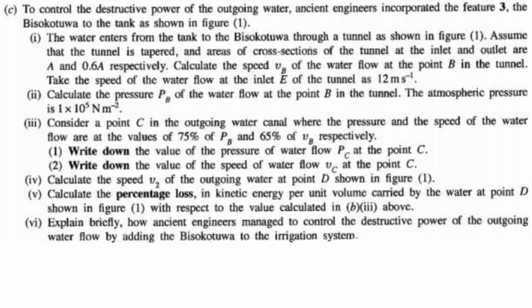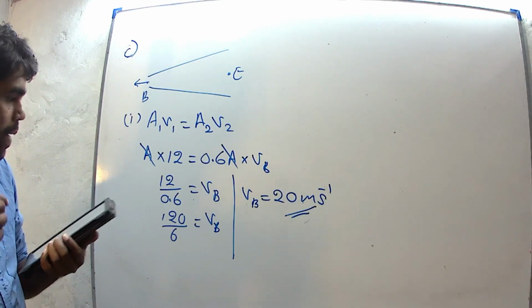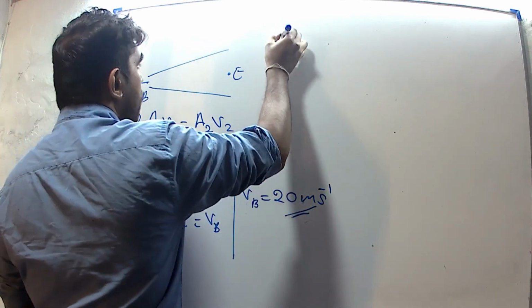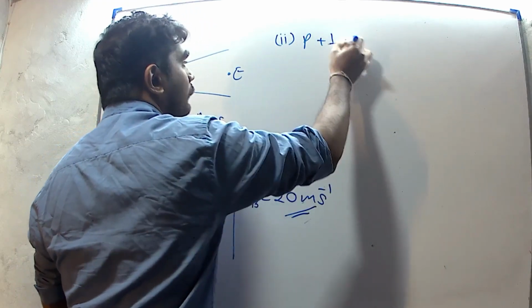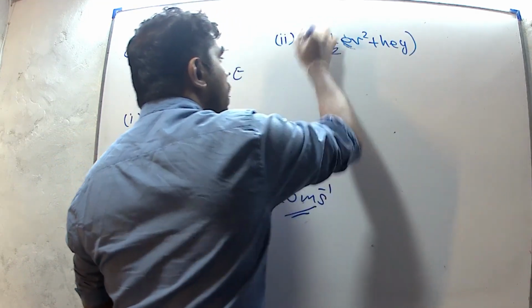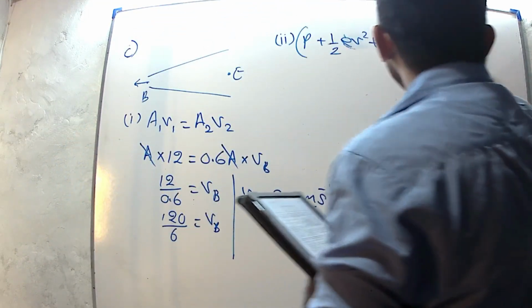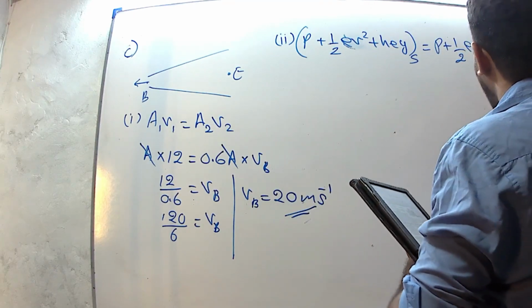Then part 2. Calculate the pressure Pb of the water flow at point B in the tunnel. The atmospheric pressure is given as 1 times 10 to the power 5. We can apply Bernoulli's equation between S and B. P plus half rho v squared plus h rho g at point S should equal P plus half rho v squared plus h rho g at point B.